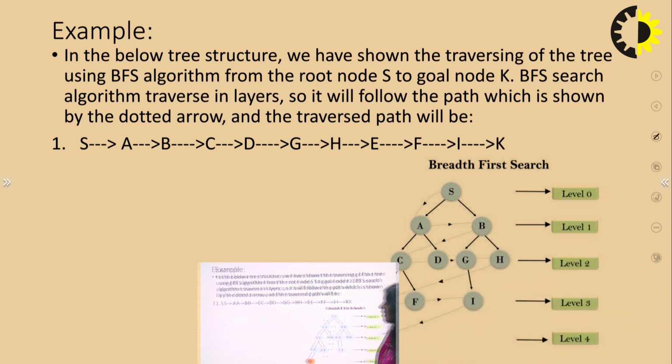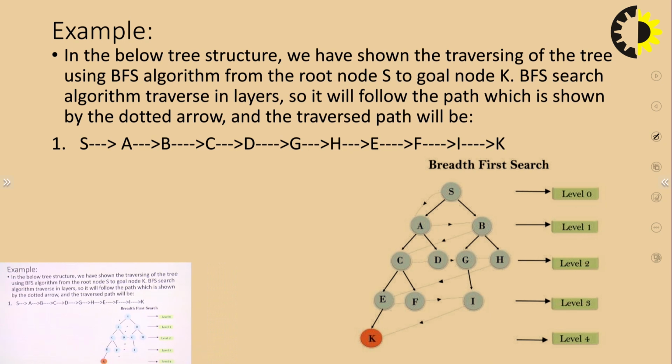An example of BFS: in the below tree structure we have shown the traversing of the tree using the BFS algorithm from the root node S to the goal node K. The BFS search algorithm traverses in layers, so it will follow the path shown by the dotted arrow, and the traversal path will be from S to A to B to C to D to G to H to E to F to I to K.